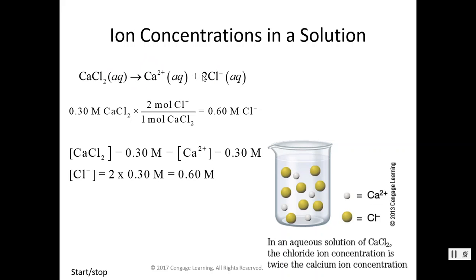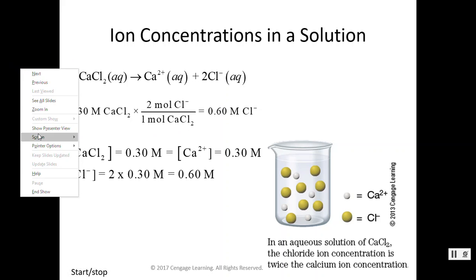And so we can use that balanced chemical equation, which is really an ionic equation, to relate concentrations of ions in a solution. So if I have a 0.30 molarity calcium chloride solution, if I want to know the concentrations of each ion present, I can use those coefficients in the balanced chemical equation to relate moles of ion to moles of the entire solute. So in this case, from my balanced equation, I see for every 1 mole of calcium chloride, I have 2 moles of chloride ion. And so I can use those coefficients to do stoichiometry.